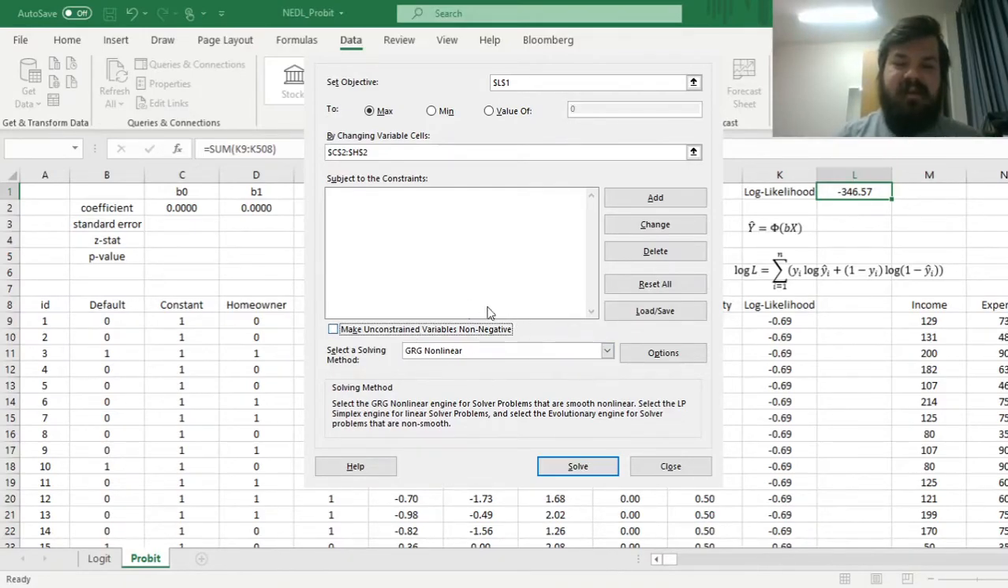And we need to stick with the gradient descent algorithm, as that's the best for log likelihood maximization over such quite simple conditions.